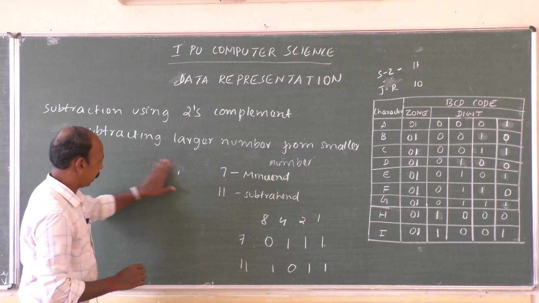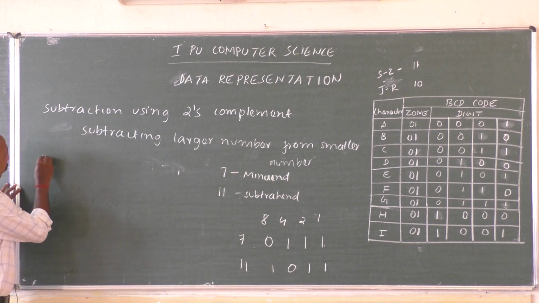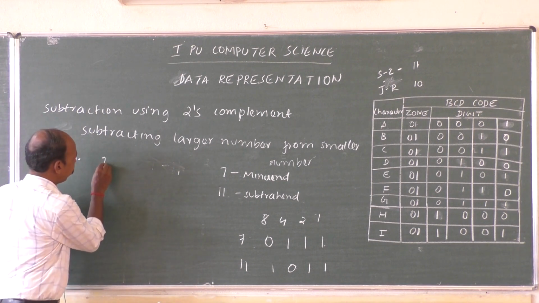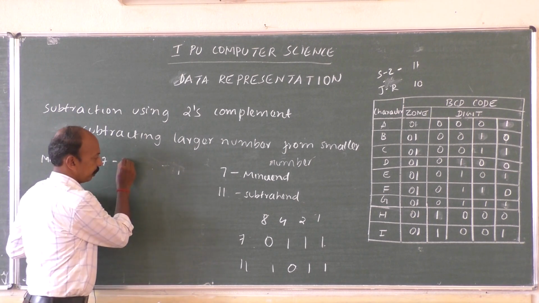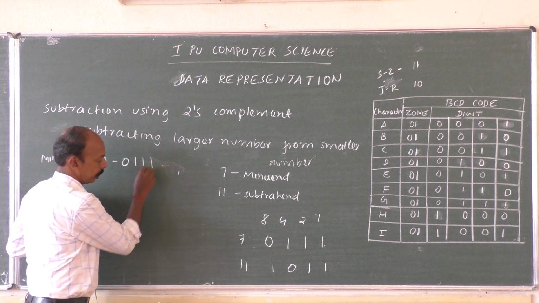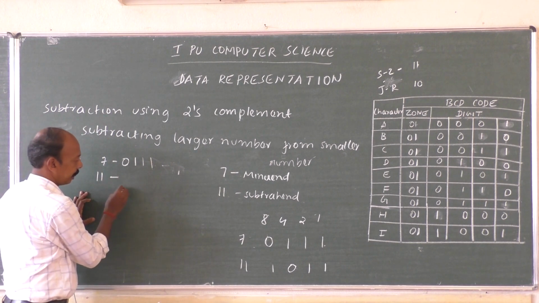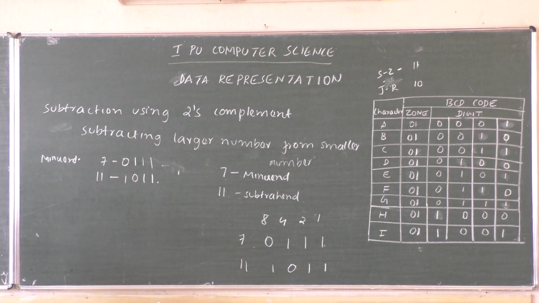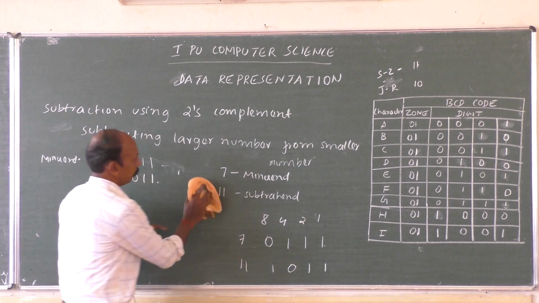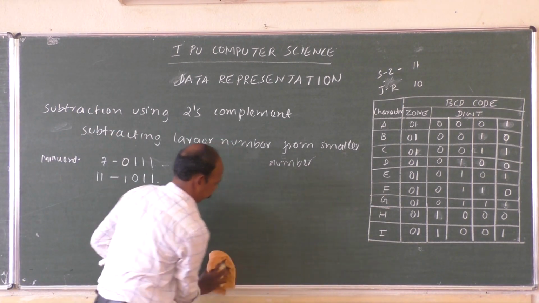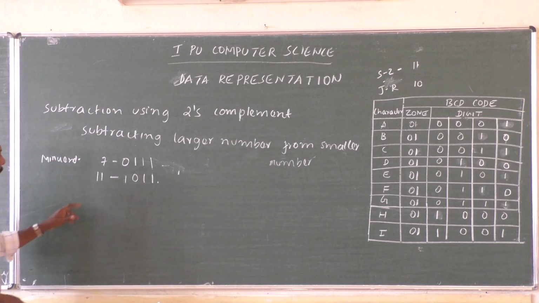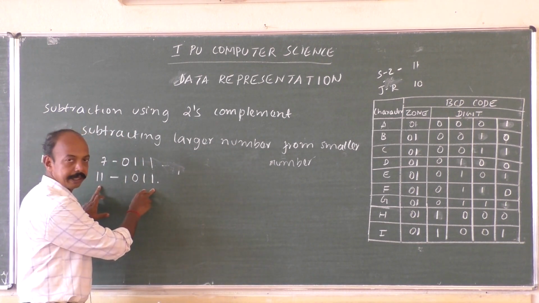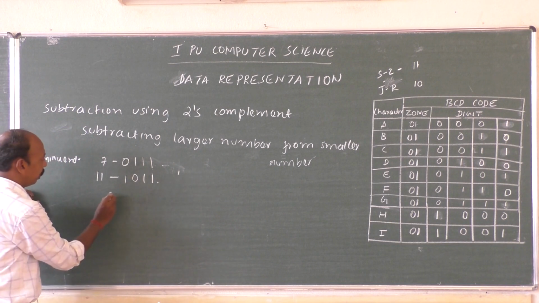So here once again we shall write minuend is 7, 7 is 0 1 1 1, and 11 subtrahend is 1 0 1 1. Now what we have to do? It is subtraction using 2's complement. So which number is the subtrahend? This is the subtrahend. So take 2's complement of this subtrahend.